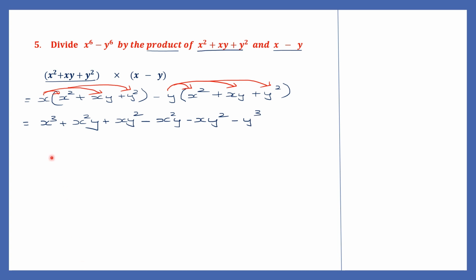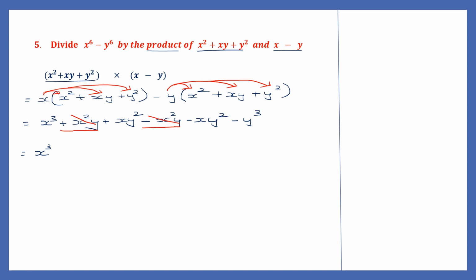Now we look for the like terms here. We have an x cube, but we don't have another x cube, so we write it as it is, x cube. Then here we have an x square y, and here also we have an x square y. But look at the sign, this is plus and this is minus. So plus and minus together will make it 0, so that gets cancelled.